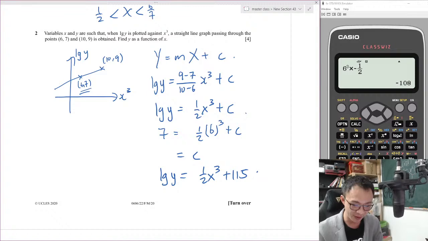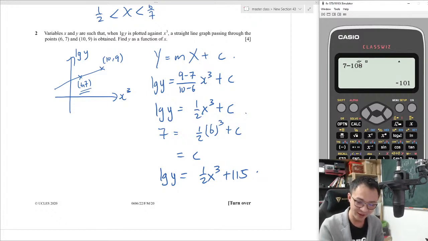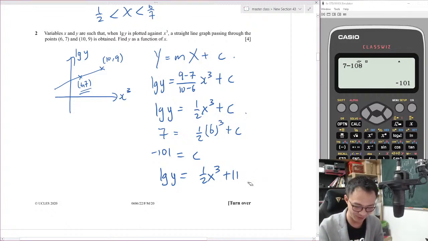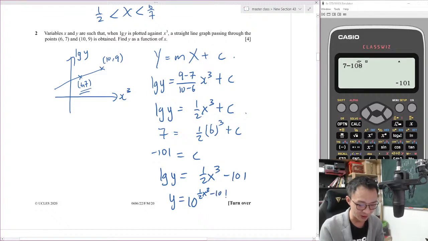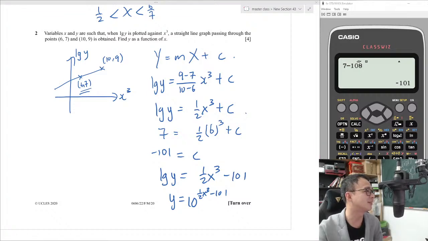So this is 108, so it'll be 7 minus 108. So it'll be negative 101. Yeah, it's a positive. I don't know what happened to my brain. So it'll be minus 101. So y is basically 10 power of half x cubed minus 101. Is this a correct answer? Yeah, I hope this one is a correct answer, or else I might get something wrong somewhere.